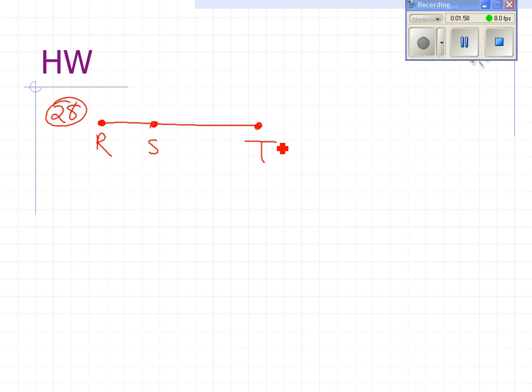They tell us RS is 28, so from here to here is 7A. What else do they tell us? What's the next thing they tell us? ST is 12A. The whole thing is, what is it? RST. This is RS, 28. Oh, so they just tell us this. They didn't tell us the whole thing this time. They tried to trick you.